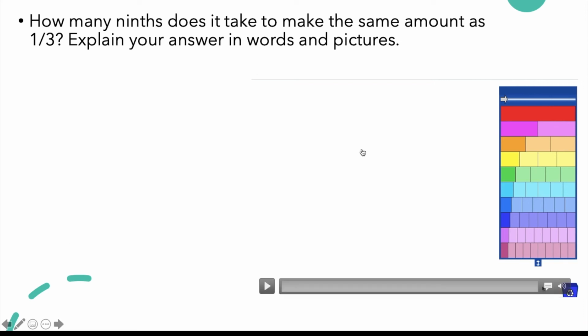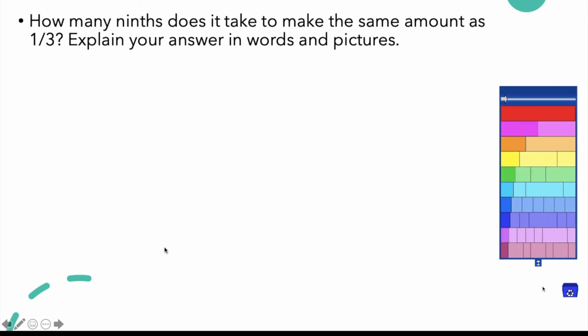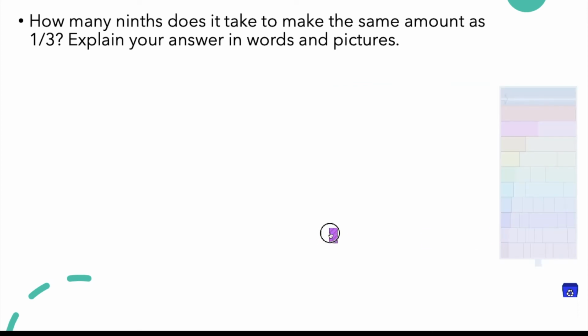How many ninths does it take to make the same amount as 1/3? Strips again. For this question, how many ninths does it take to make 1/3? So we're going to use these fraction strips to help us figure out those equivalent fractions, and you are going to draw it on your paper. So first I need to find the row with ninths. 1, 2, 3, 4, 5, 6, 7, 8. Nope. 1, 2, 3, 4, 5, 6, 7, 8, 9. There's my ninths. And I'm trying to make them equal to thirds.